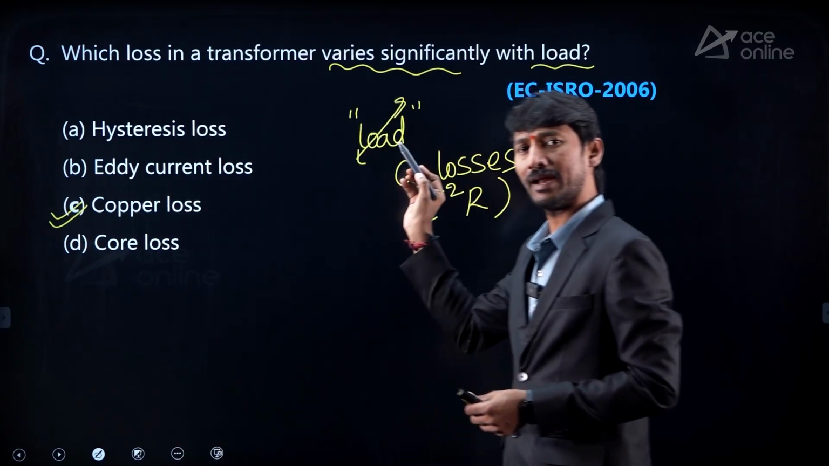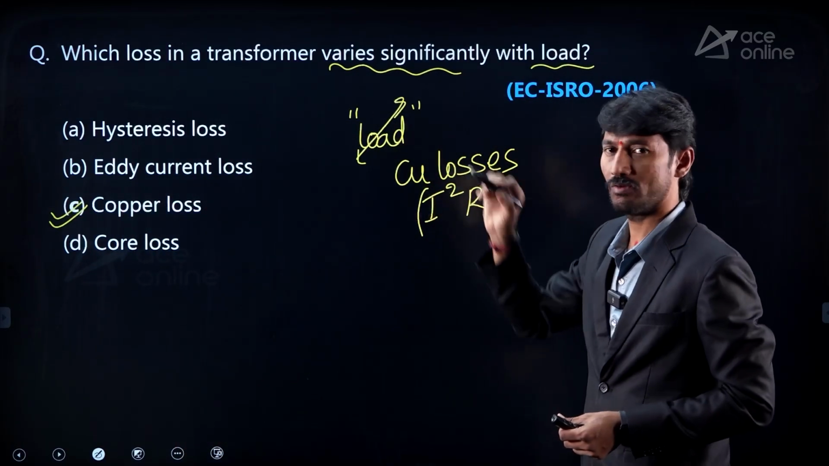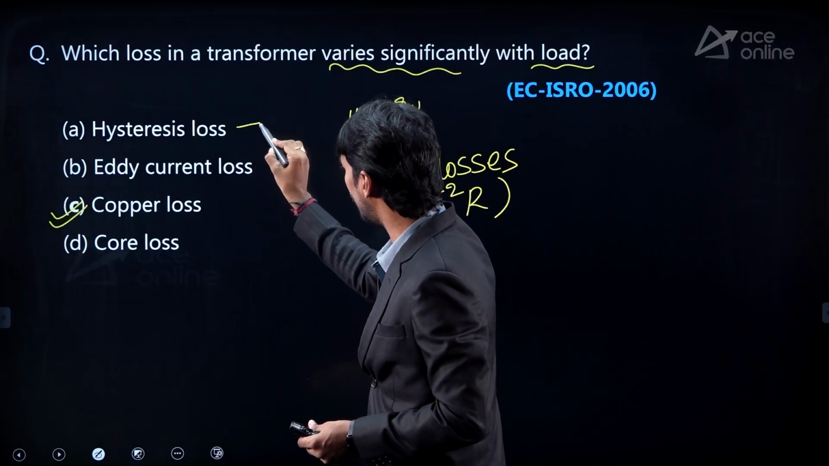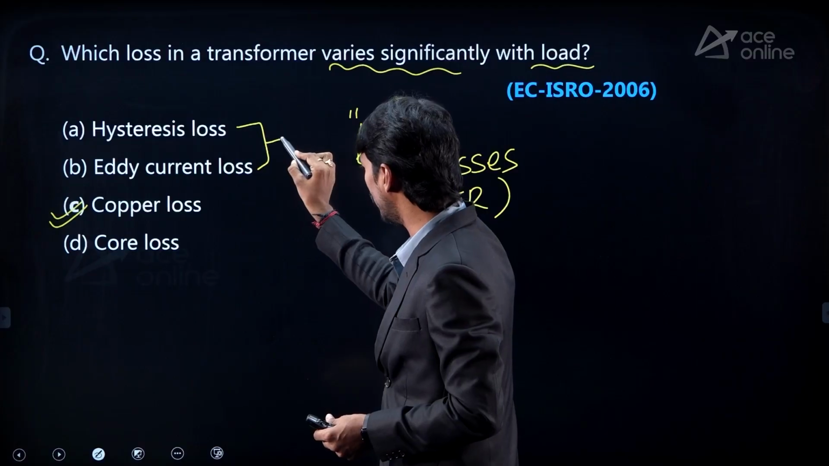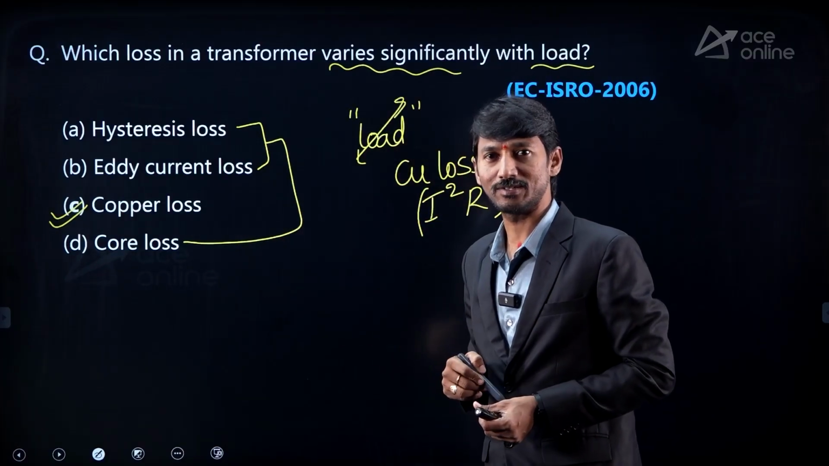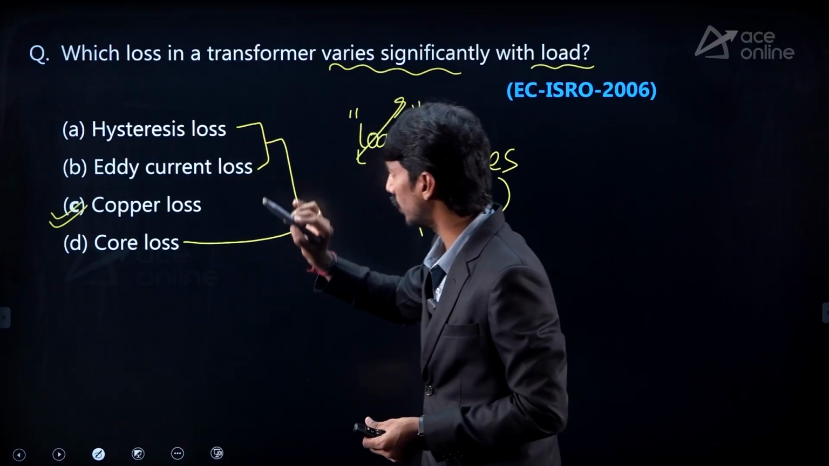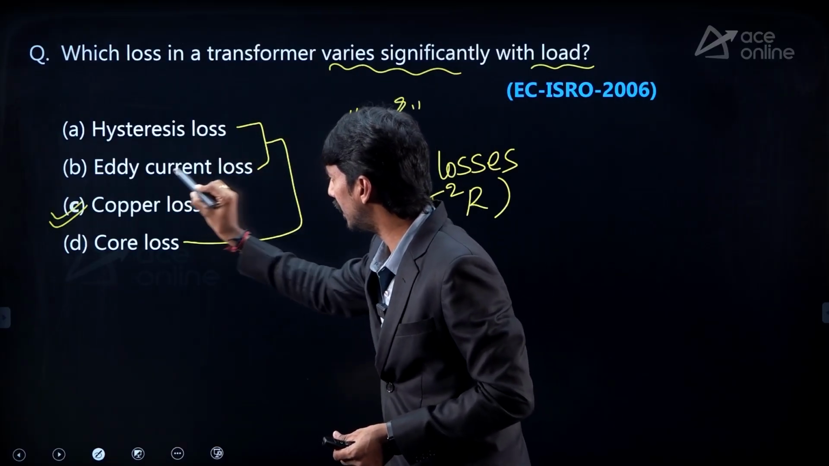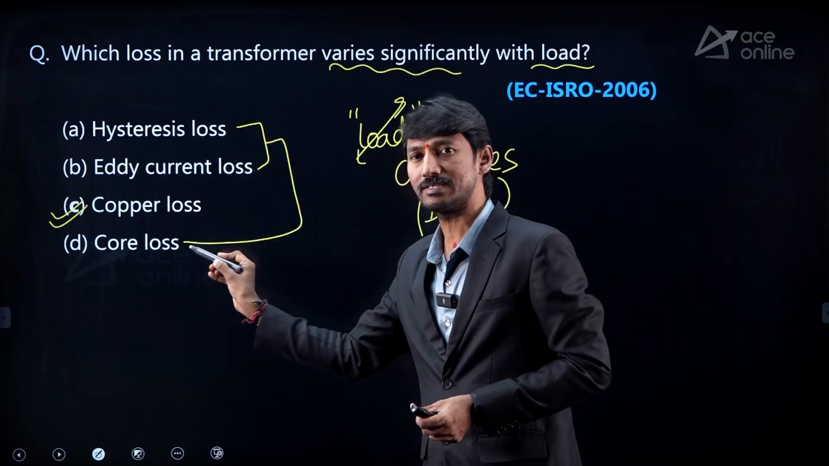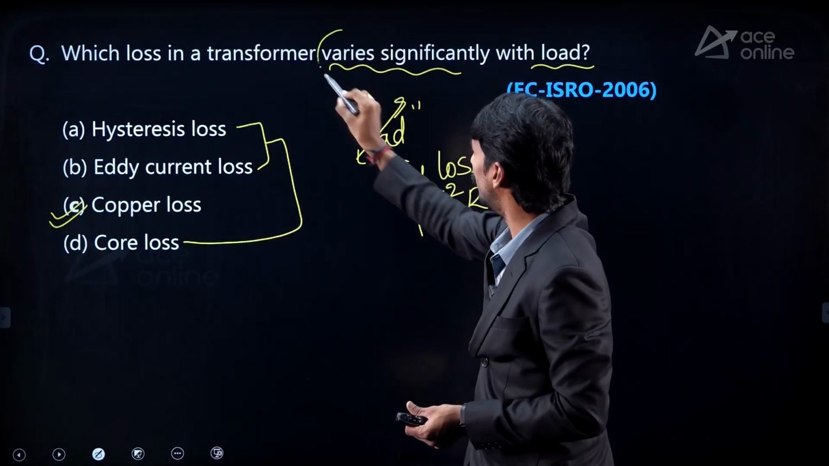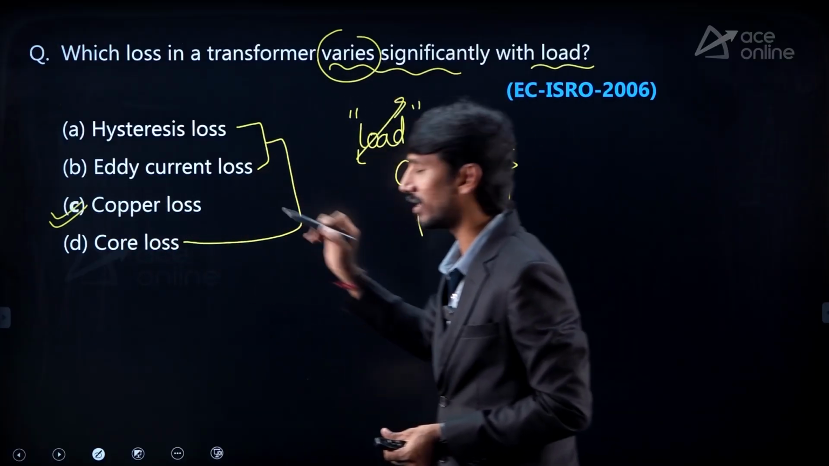And in the transformer, one more loss is also there: constant loss. Hysteresis and eddy current losses, combinedly called core loss. This core loss is constant loss. So therefore, this is the correct answer. But I am explaining the other options also. Hysteresis loss and eddy current loss are called core losses, or core loss is called constant loss. But he is asking for variable loss. So the answer is copper loss.